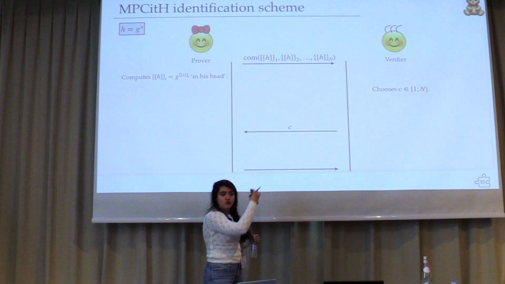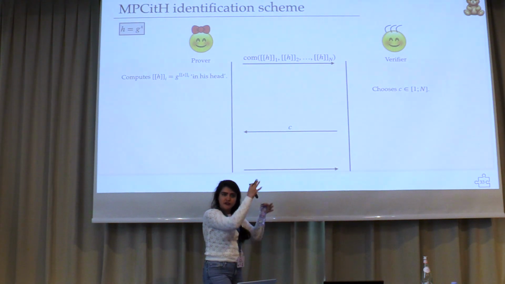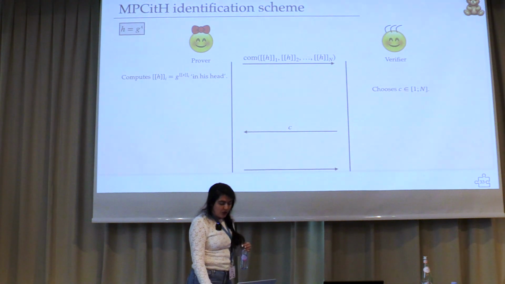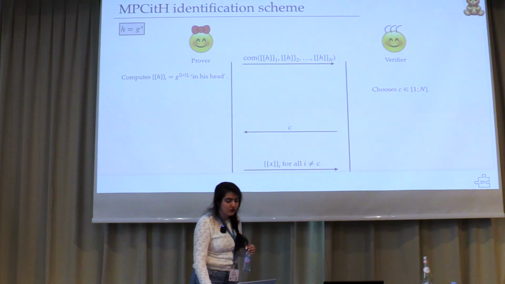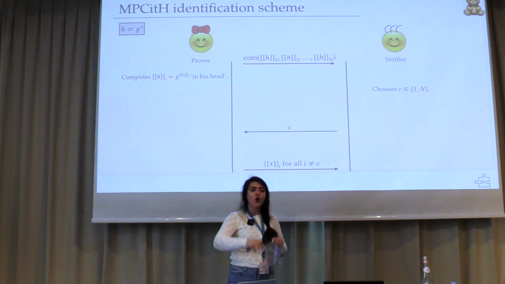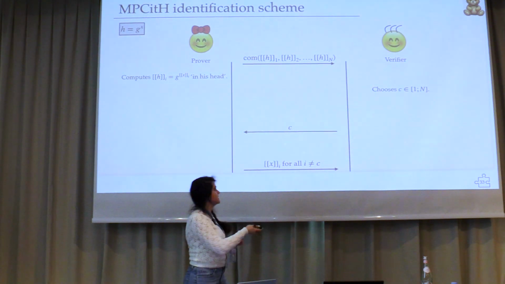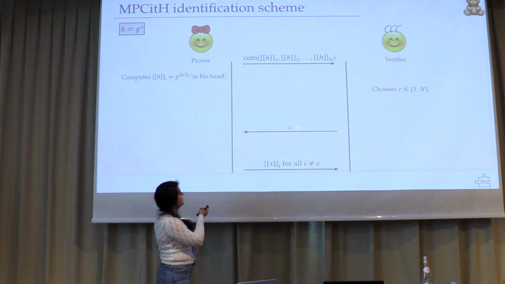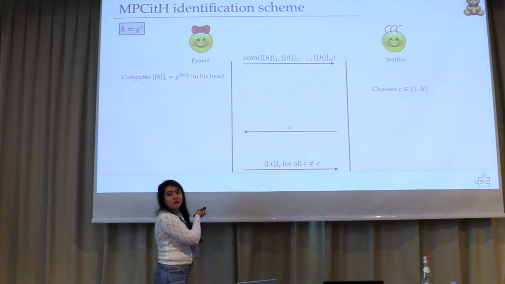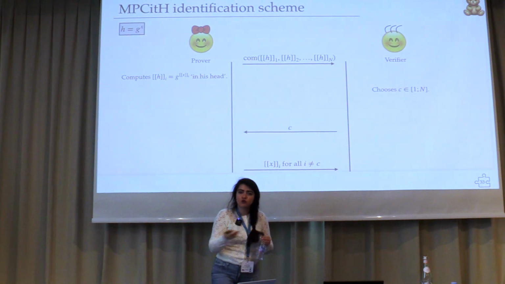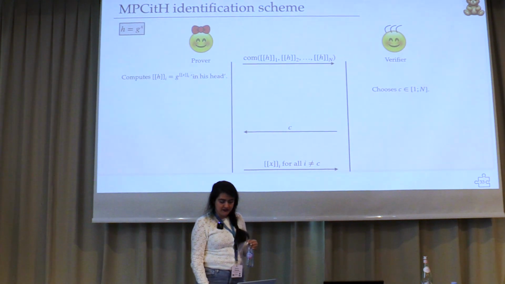A challenge will be from 1 to n. It chooses one of the parties of the MPC protocol and sends this to the prover. What does a challenge mean? It means that the prover needs to send to the verifier all of the shares except for the one that was chosen by the verifier. So the prover sends all of the x's except for x_c, where c was the challenge. Remember this was n-1 private, so the verifier cannot know anything about the secret.